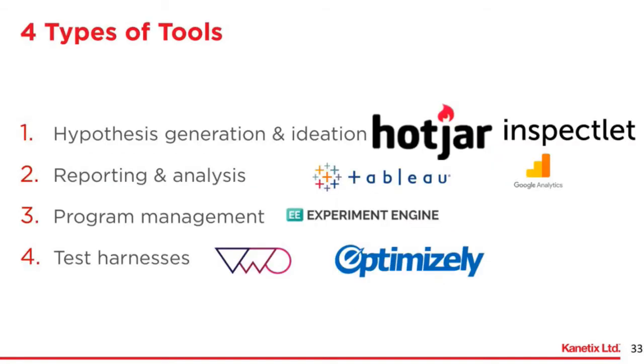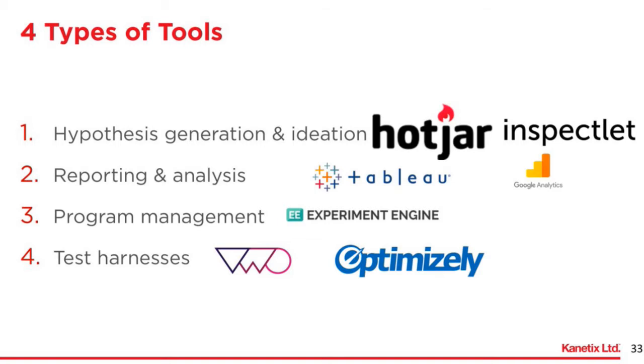So we've kind of put tools into 4 different categories: hypothesis generation and ideation. So when you're looking at things like Hotjar and InspectLit to really understand how users are traveling through your site, that's a great source of, hey, this is what should be tested. Reporting and analysis, which is incredibly important. We use Tableau and Google Analytics. Program management, as I mentioned, we use a company called Experiment Engine. You can do it through Optimisely and others as well. And test harness, Optimisely is a test harness, as is VWO and others in market.